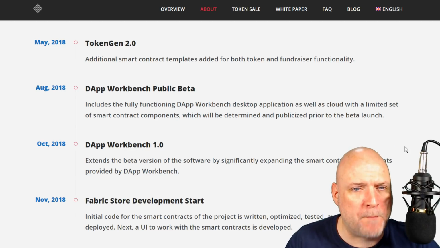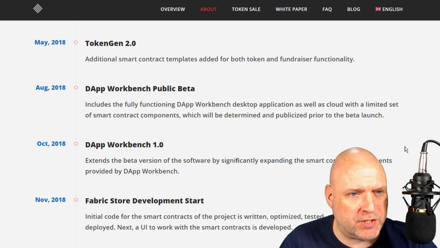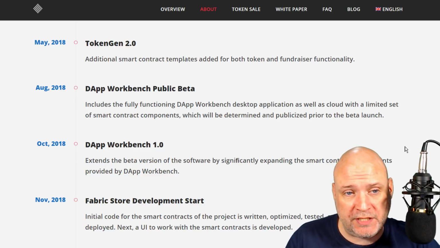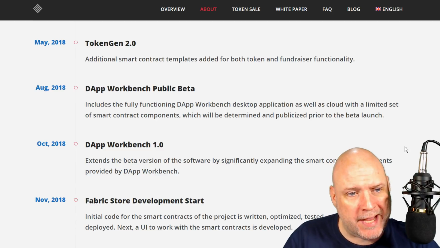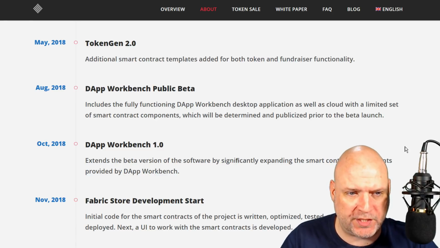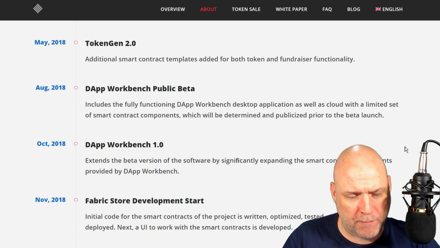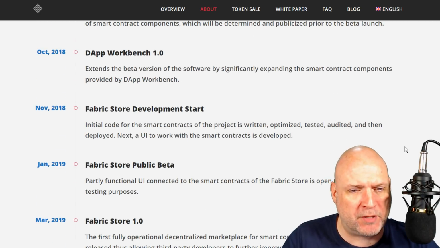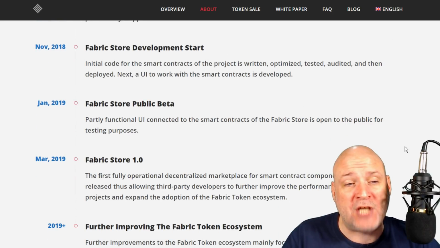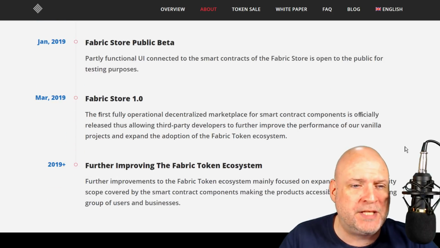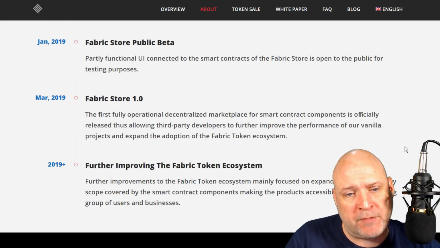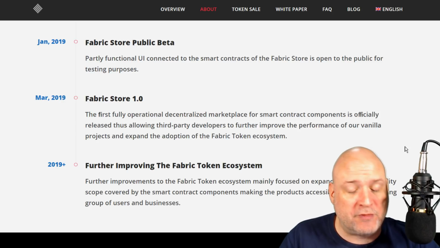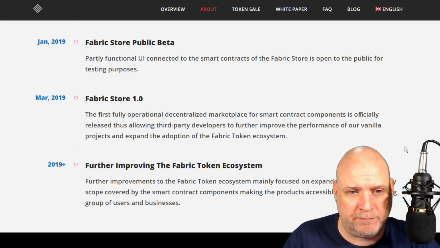So according to the roadmap, we'll see the Token Gen 2.0 in May. We'll also see the dApp Workbench public beta in August 2018. I'm looking forward to that immensely. The dApp Workbench 1.0 will be released in October. November, we'll see the Fabric Store development start. January next year, we'll see the Fabric Store beta. March, we'll see the Fabric Store 1.0. And then 2019 and beyond, they'll be improving the Fabric token ecosystem.